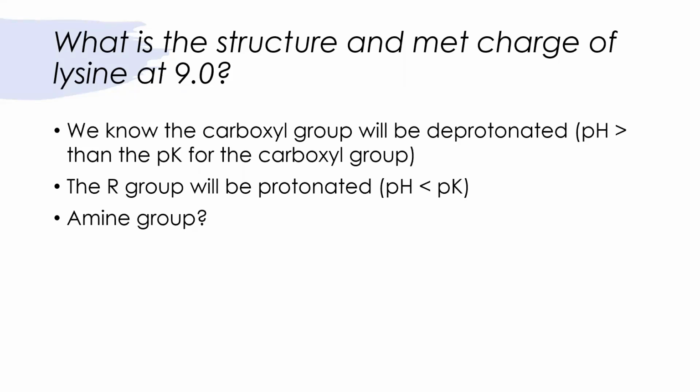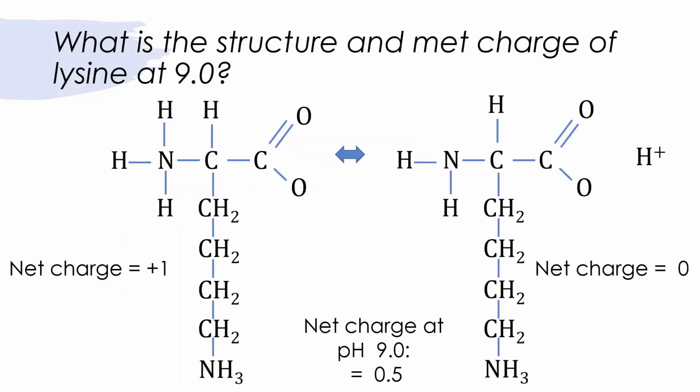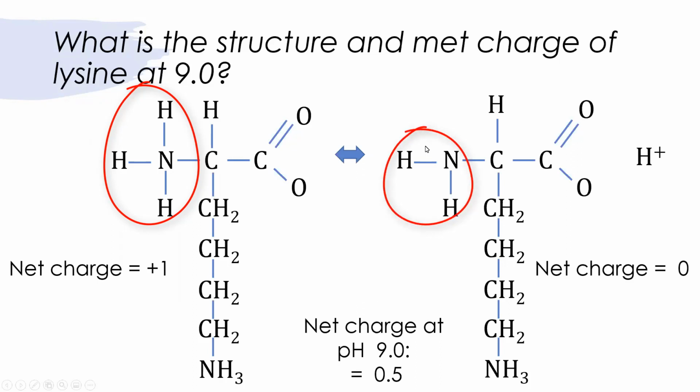We know the carboxyl group will be deprotonated because the pH of the solution is greater than the pK for the carboxyl group. The R group will be protonated because the pH of the solution is less than the pK. So what about the amine group? Let's take a look. Note that the pH is the same as the pK for the amino group at 9.0. So half the lysine molecules are going to have a protonated amine group and half will have a deprotonated amine group. What does that mean?